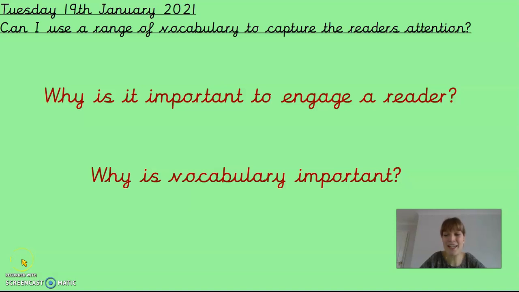Hi Year 4, this is Tuesday's English lesson and our Can I today is, can I use a range of vocabulary to capture the reader's attention? So, main focus today is all about our vocabulary. I have two questions on the screen for you. One is, why is it important to engage a reader? And why is vocabulary important?